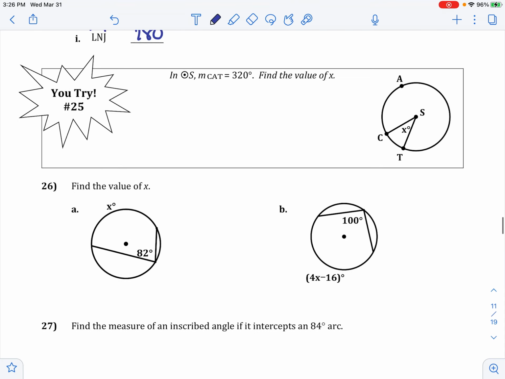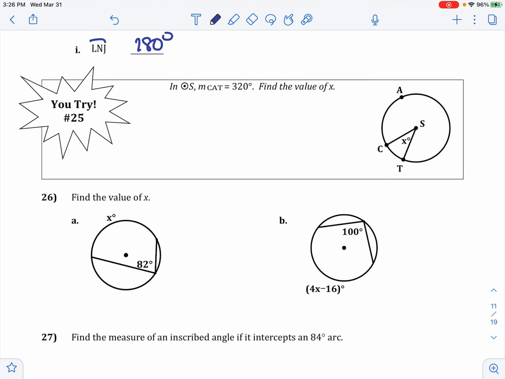So time for you to try one on your own. I'm going to ask you to look at number 25. You can pause the video for that one.